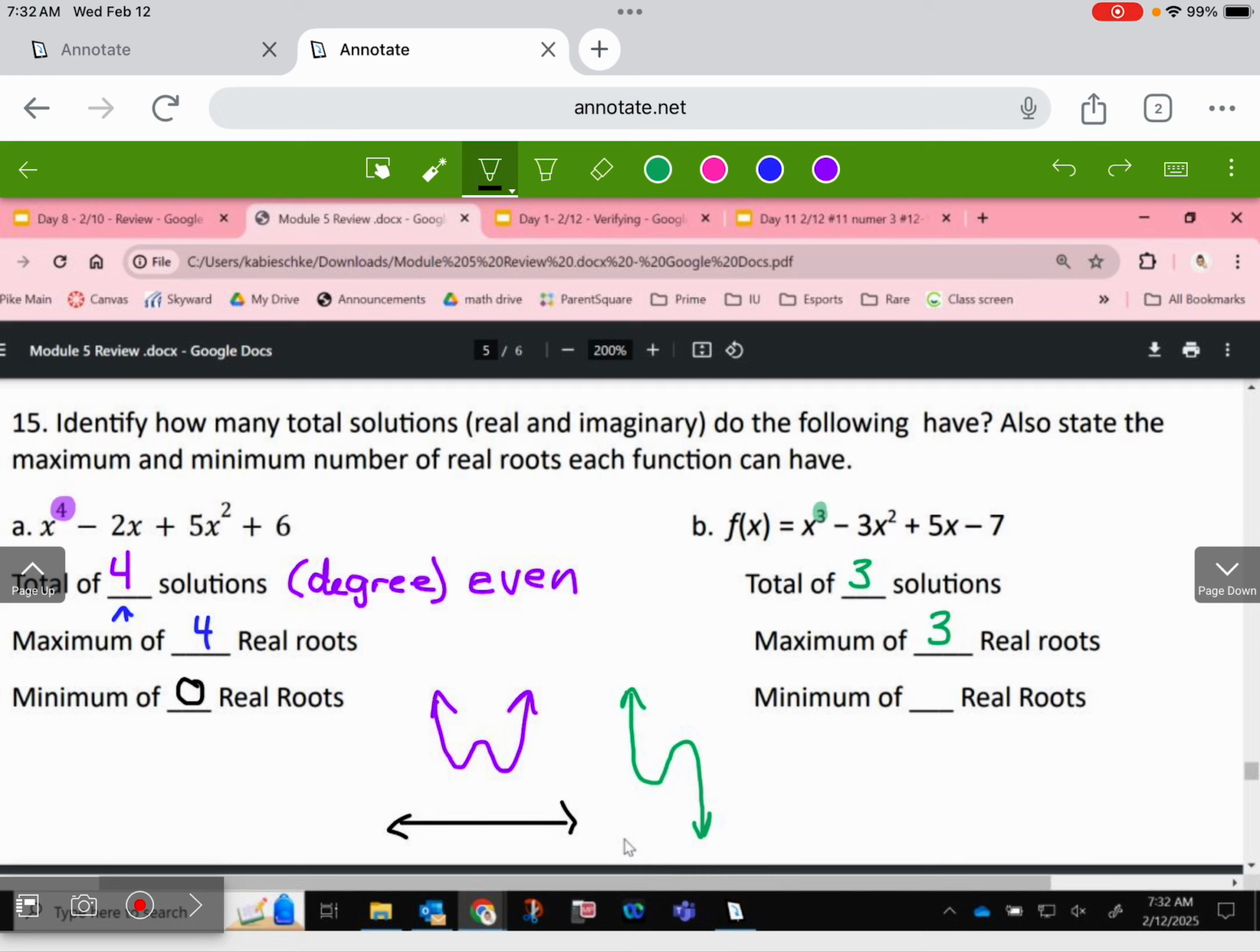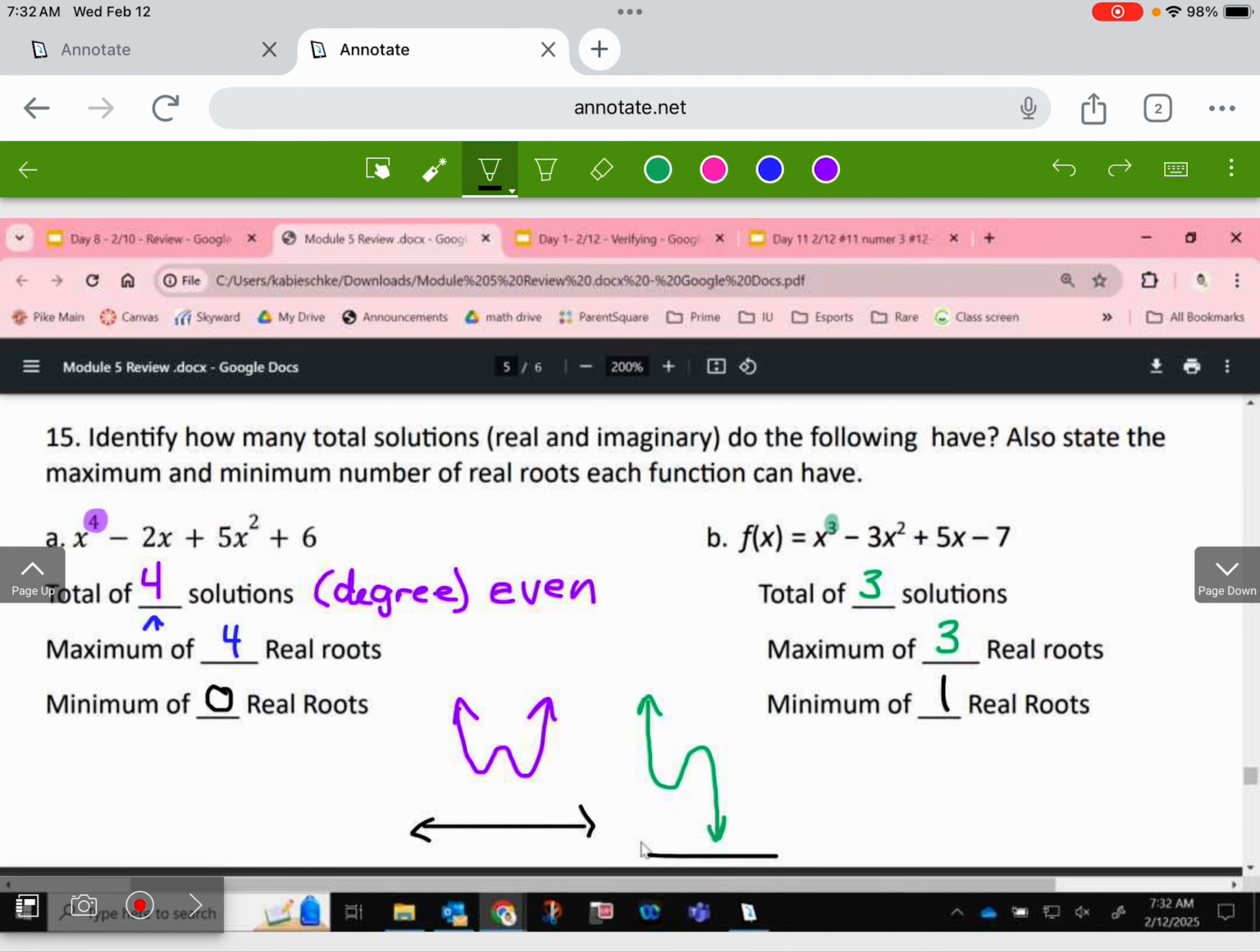What is the minimum number of roots that a third degree function has to have? It has to have at least 1. If my axis is down here, it's going to have 1. If my axis is up at the top, it's going to have 1. If it goes through here, it's going to have 3. So no matter where this curve is placed, it has to cross at least 1 time. Any other questions on that one?